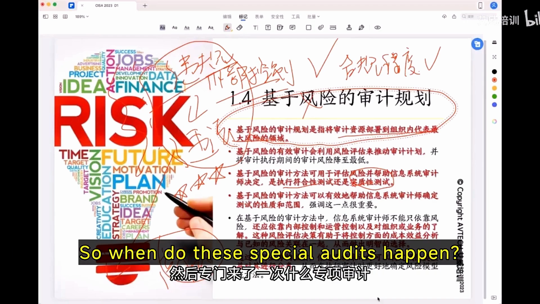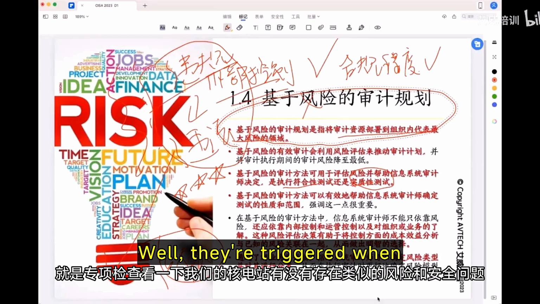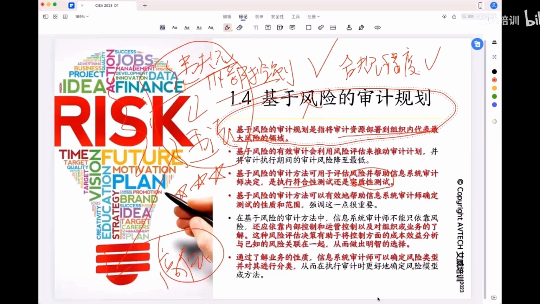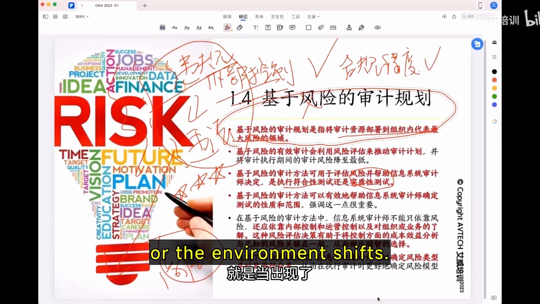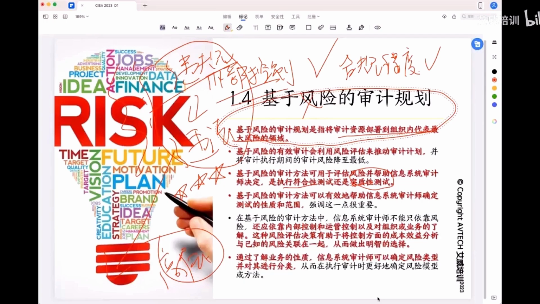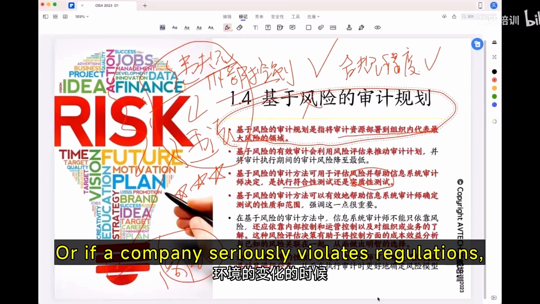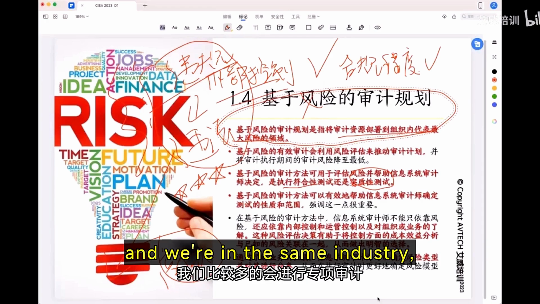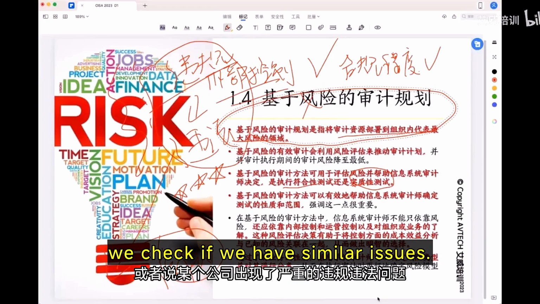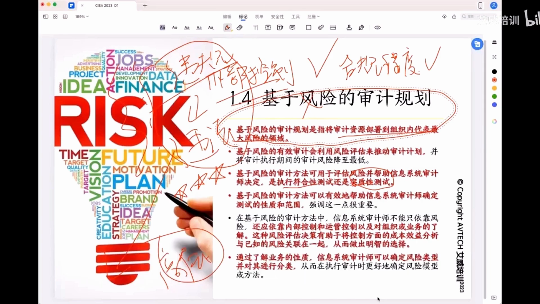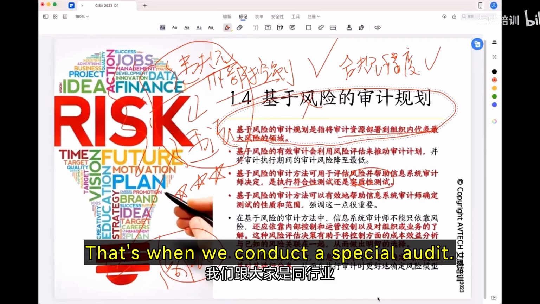So when do these special audits happen? Well, they're triggered when risk changes or the environment shifts. These situations often call for special audits. Or if a company seriously violates regulations and we're in the same industry, we check if we have similar issues. That's when we conduct a special audit.